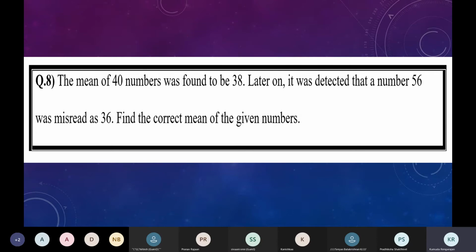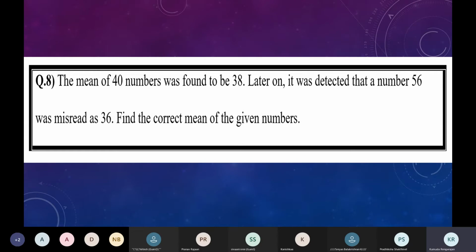Now you take it as a student. Say you found the answer, the mean of 40 numbers, you found 38. Later, when you were checking, you realize that the number 56 was misread as 36. So 36 is wrong, 56 is correct. You're looking into your paper, you see 36 there, but in the question paper, it is 56.